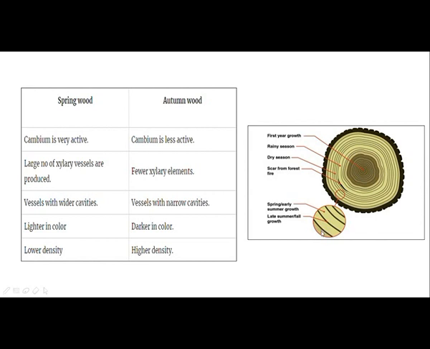And the study of the age of a tree is called dendrochronology. This term is very important and is one of the most important questions in the NEET exam: what is dendrochronology? Basically, the study of determination of the age of a plant is called dendrochronology.